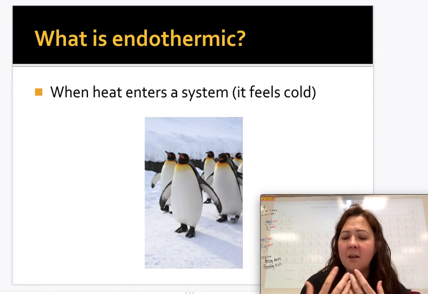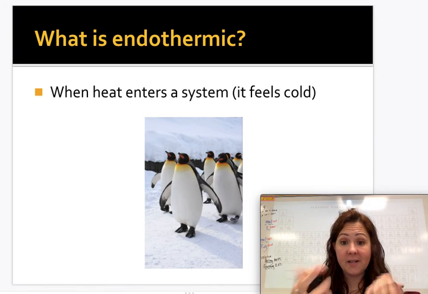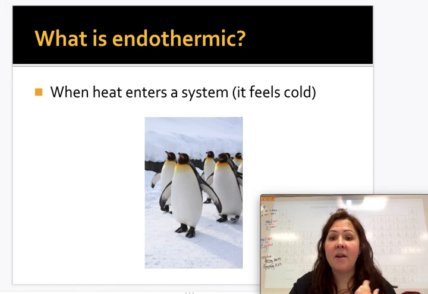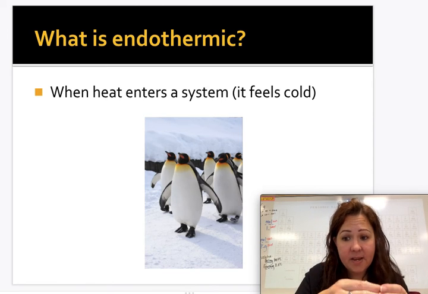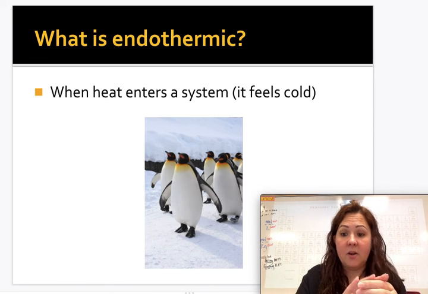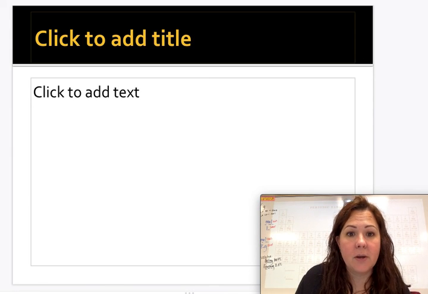So again, we have to think about this heat transfer and how that heat flows from one place to another when we're thinking about endothermic and exothermic. So we're going to have to think about, what am I studying and where is that heat going? Is it going into or out of the system to figure out if it's endothermic or exothermic?